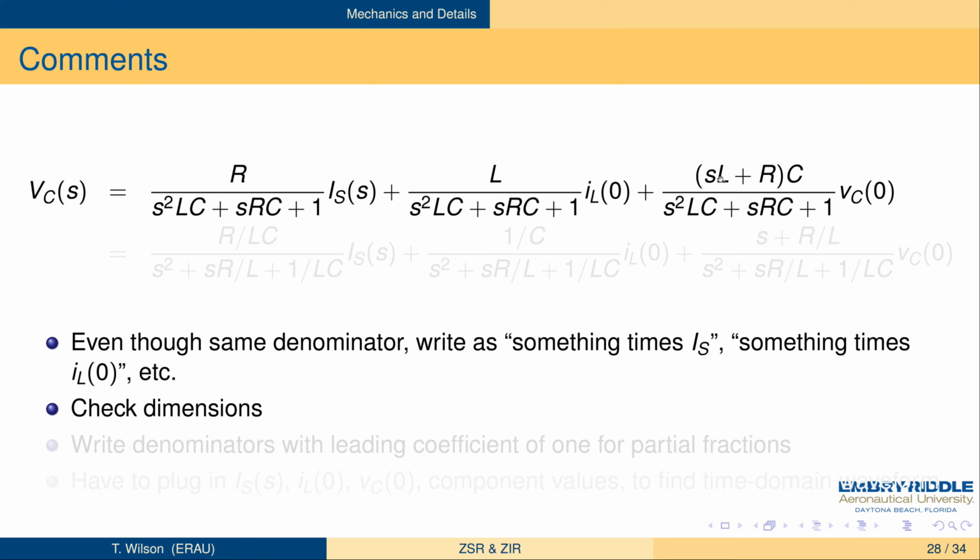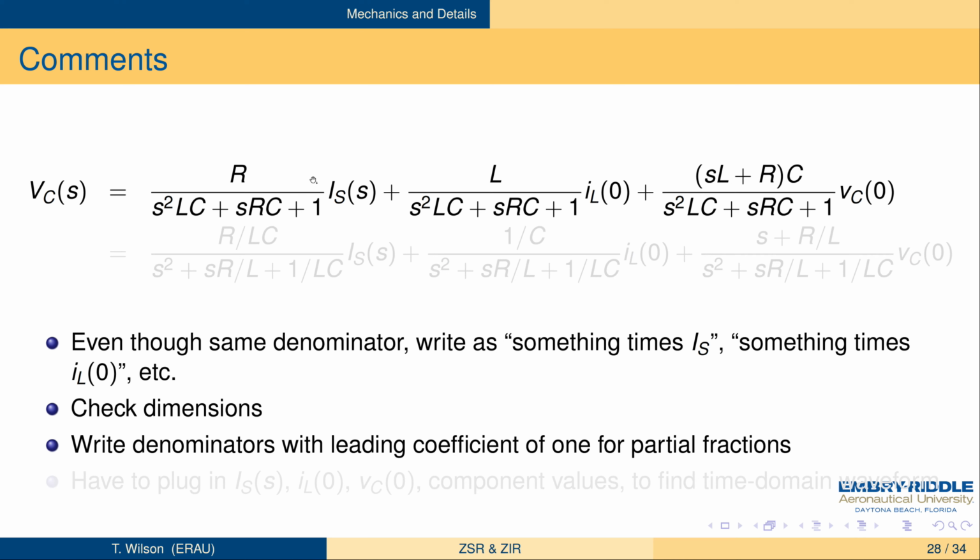Again, we've got RC, which is time, times V, gives us volts times time. And then again, S is per second, L is ohms seconds, so this has units of ohms, times C, times VC, back to volts seconds. So everything's fine dimensionally.